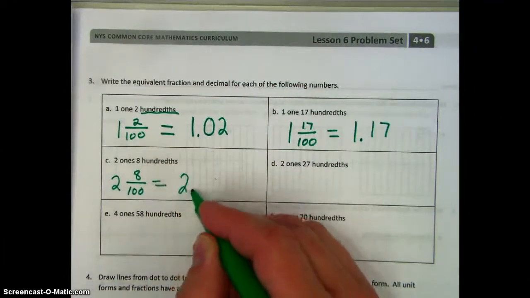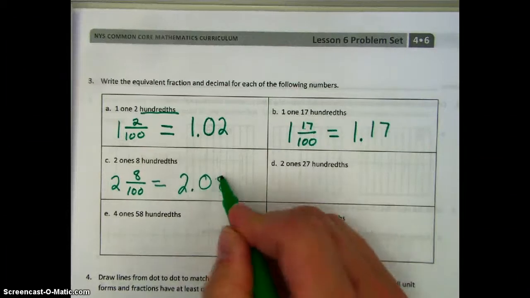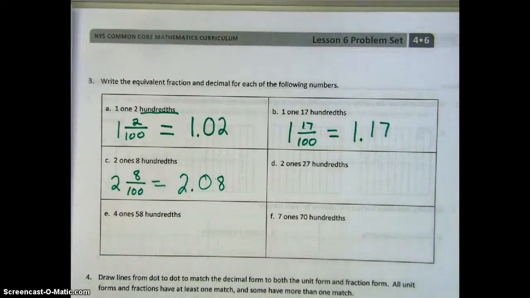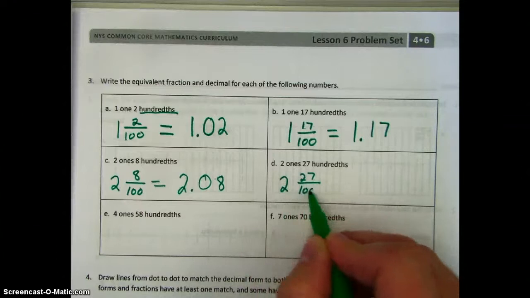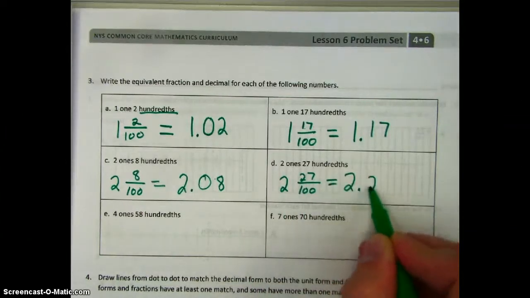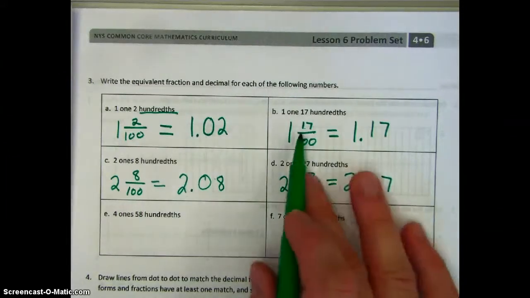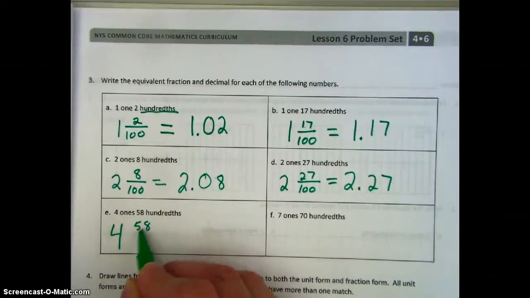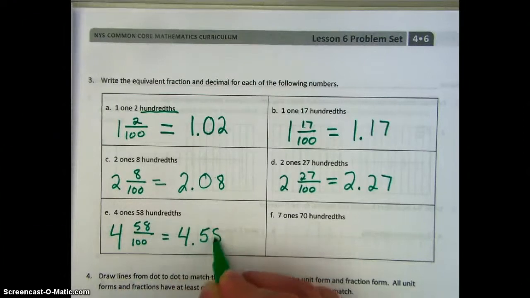So we have 2 ones. Okay. We don't have any tenths, and then we have 8 hundredths. So we get 2 and 8 hundredths. Okay. Now the next one we have 2 ones and 27 hundredths. Okay. So when we go to convert it, we have 2 and 27 hundredths. Okay. So again, thinking about your 2 digits as your numerator. Okay. So 4 ones, 58 hundredths, can then become 4 and 58 hundredths.